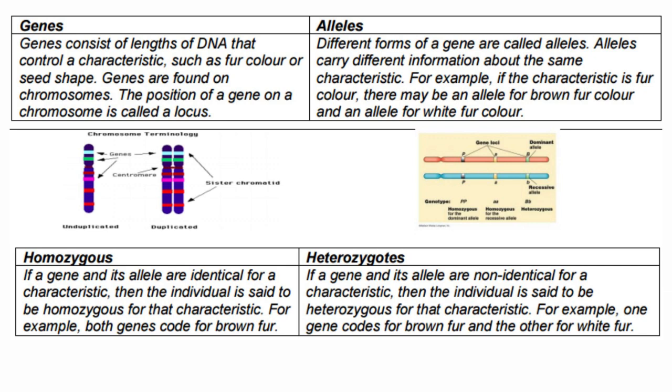Homozygous, heterozygous. If a gene and its allele are identical for a characteristic, then the individual is said to be homozygous for that characteristic. For example, both genes code for brown fur. If a gene and its allele are non-identical for a characteristic, then the individual is said to be heterozygous for that characteristic. For example, one gene codes for brown fur and the other for white fur.